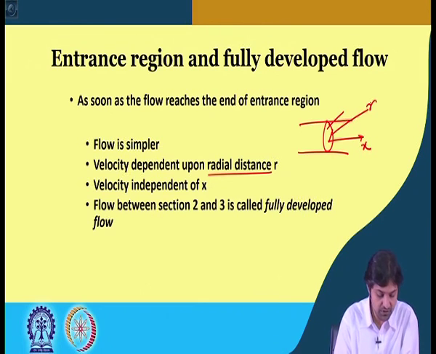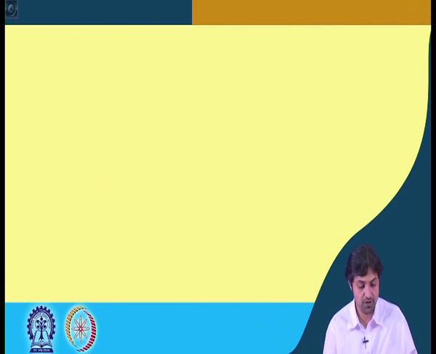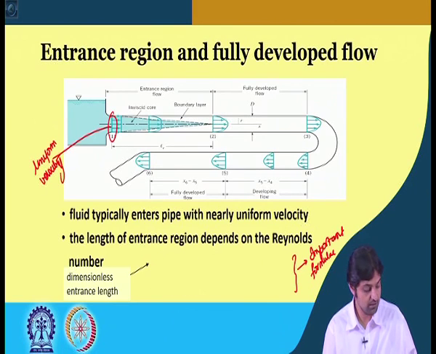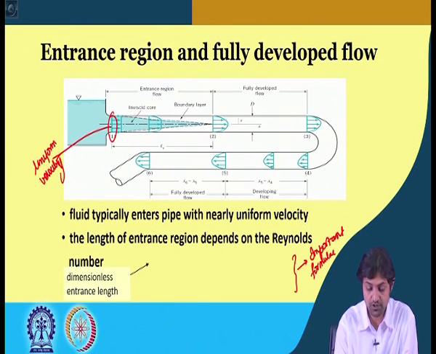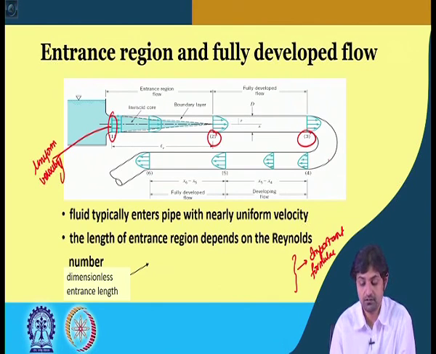The flow between section 2 and 3 is called fully developed flow. So I will just take you there again. The flow between section 2 and 3 is called fully developed after this entrance region has ended. And why only until 3? Because at 3 there is again a bend.